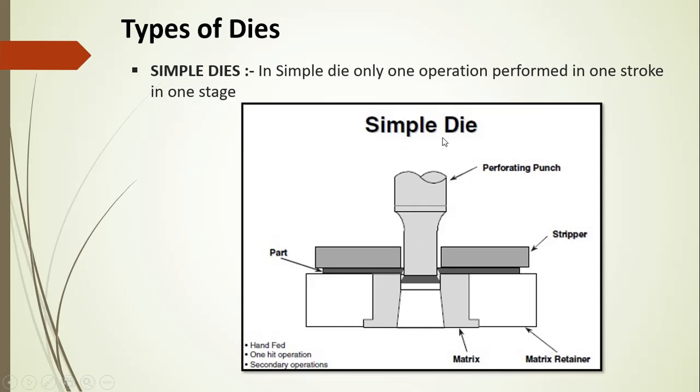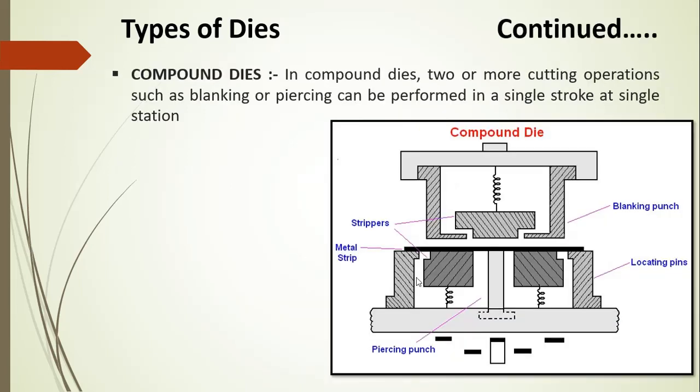That means you are applying that particular punch on this sheet metal in one stroke. This will be the single station and only one operation will be performed over there. This we call a simple die. That means in a simple die only one operation is performed in one stroke and in one stage. Next one will be your compound die.